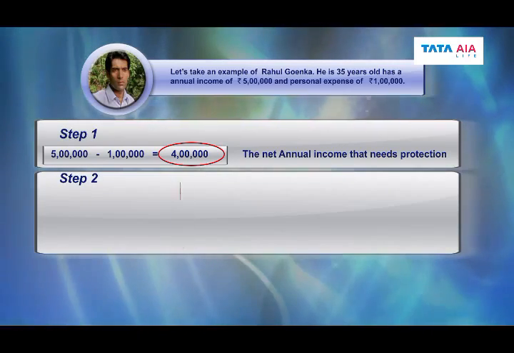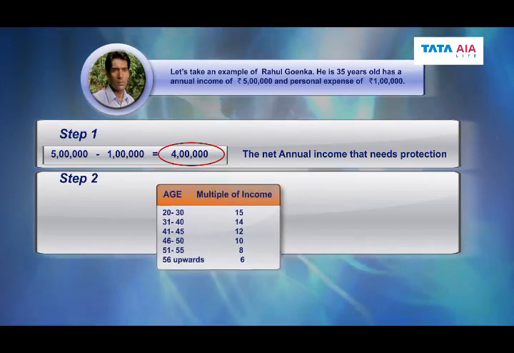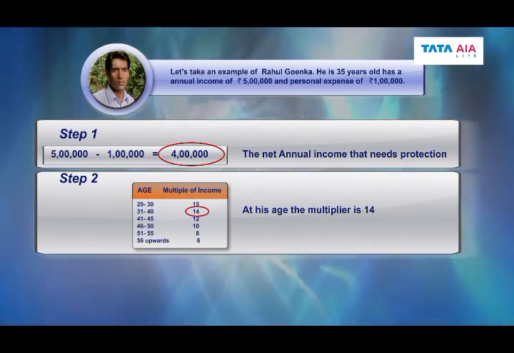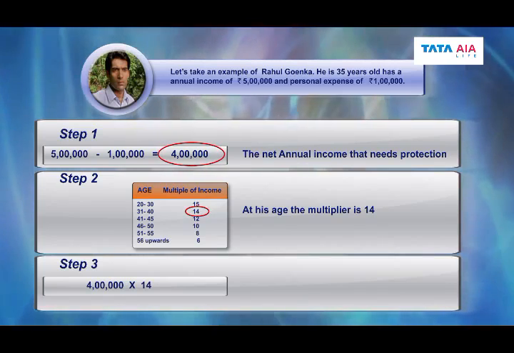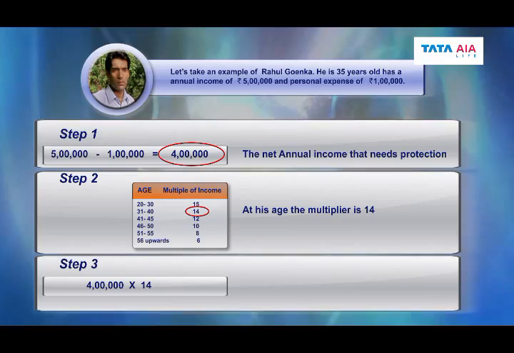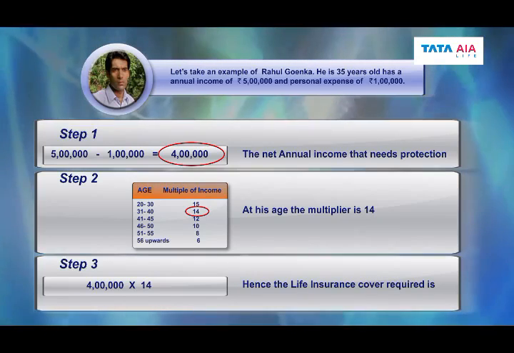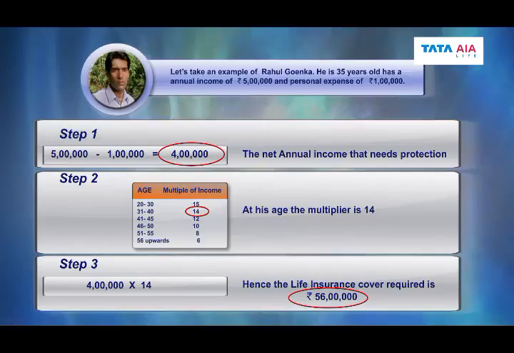As per step 2, we find that at his age, which is 35, the multiplier is 14. So in step 3, we will multiply 4 lakh by 14 and we get a figure of 56 lakh. Hence the life insurance cover required for Rahul is rupees 56 lakh. Simple? Let's practice then. Let's see who gets it first.